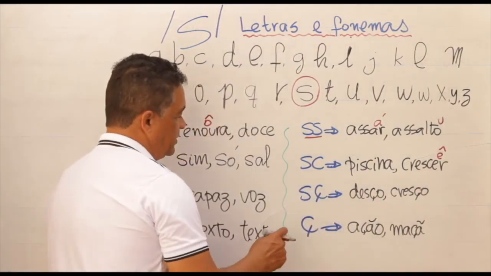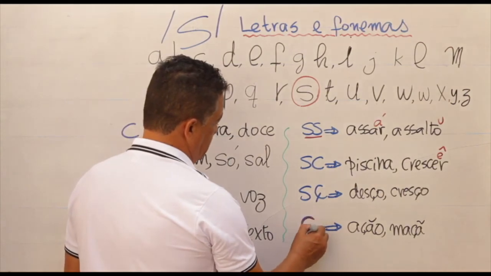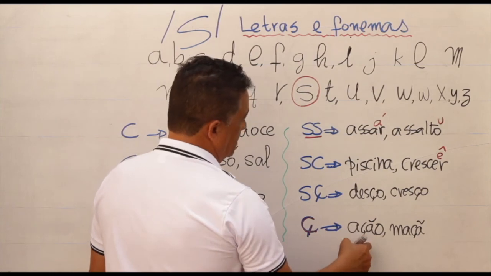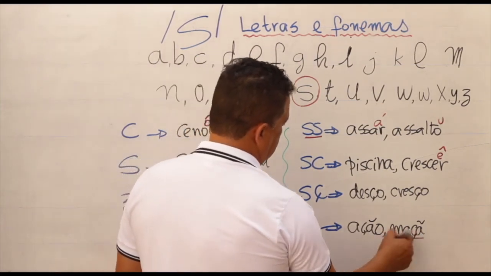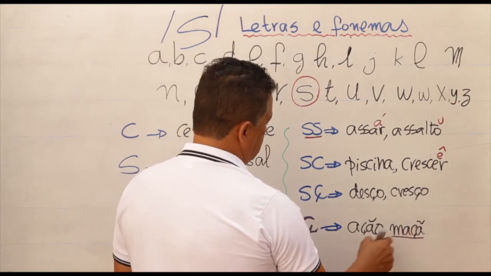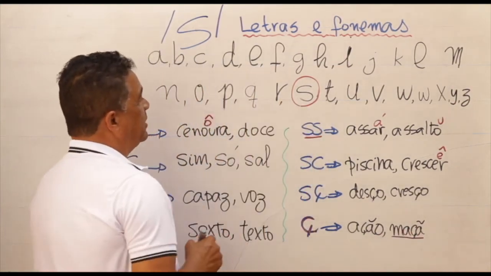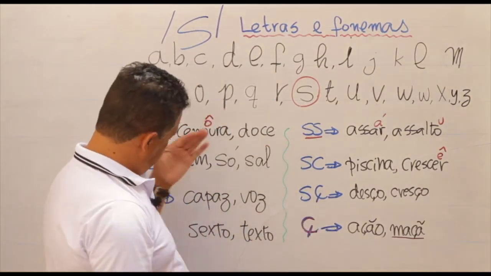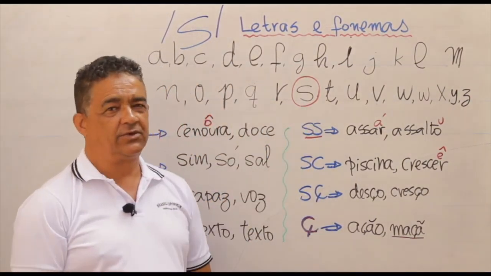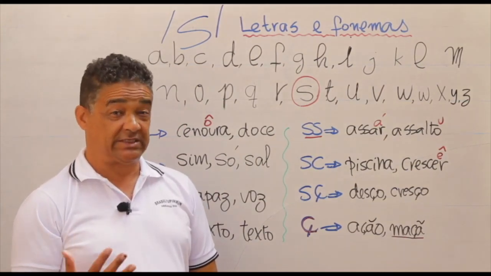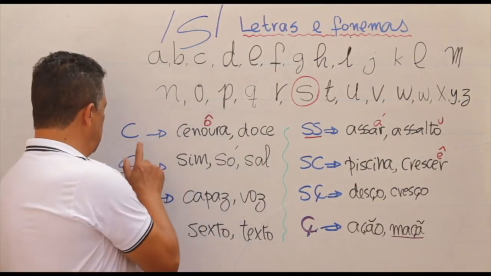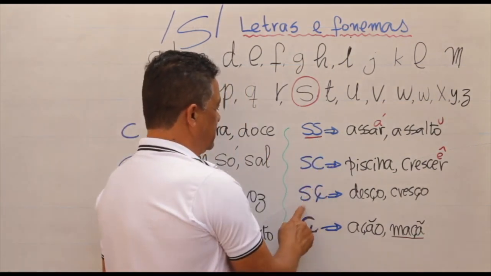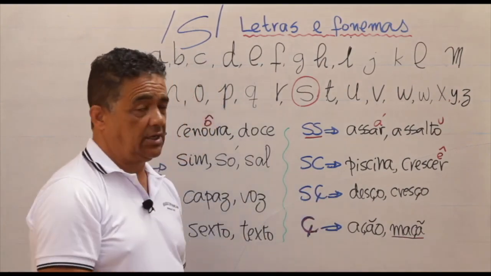And then finally, with the cedilha by itself, we have words like, for example, action, ação. We have words like maçã, apple. So, cedilha with the sound of an S. As you can see, there are 8 different ways to express the phoneme S. With a C, with an S, with a Z, with an X, double S, SC, cedilha, or cedilha alone.